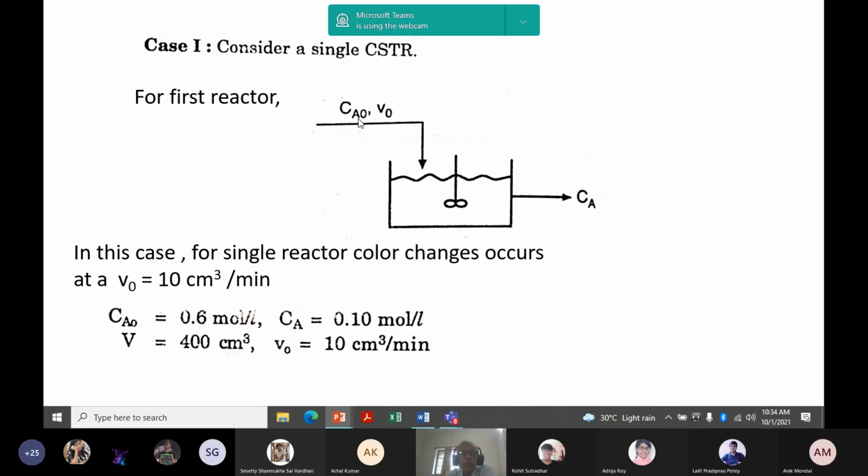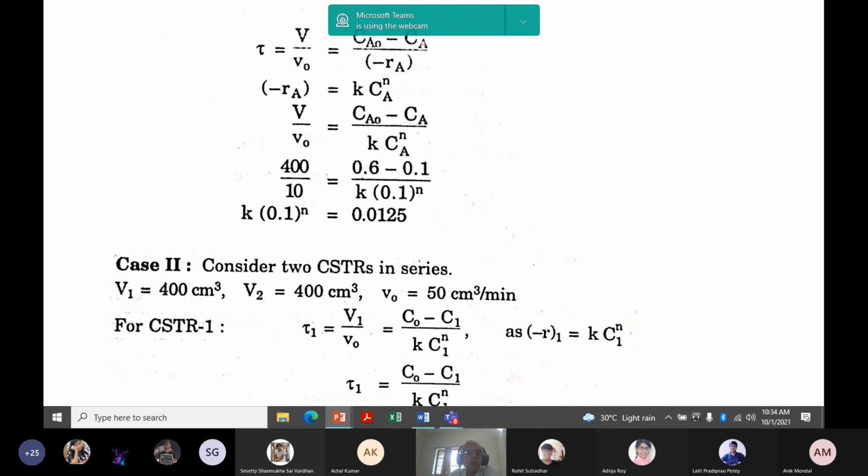With initial concentration Ca0 and final concentration Ca1, or Ca simply. Ca is 0.21, Ca0 is 0.6, volume is known, V0 is known. Use the same CSTR mole balance, and we get one equation: K times 0.1 to the power n is equal to 0.0125.